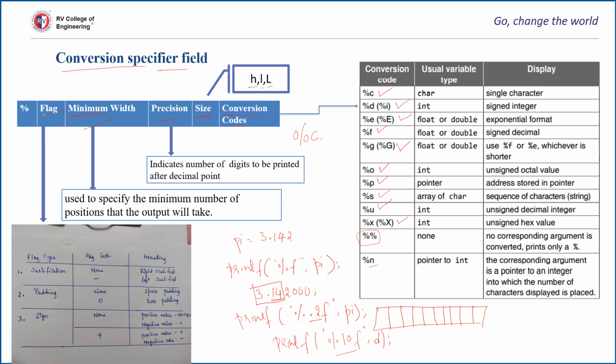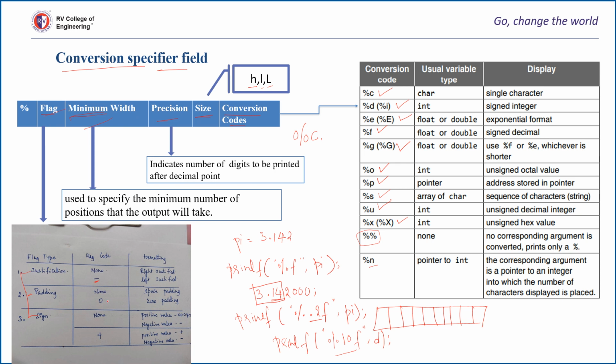The next one is flag. Flag has three types of control: justification, padding, and sign. By default, the data is filled as right justified. I will shortly come back to this. If you want the output to be left justified, we need to specify a hyphen in my printf statement.